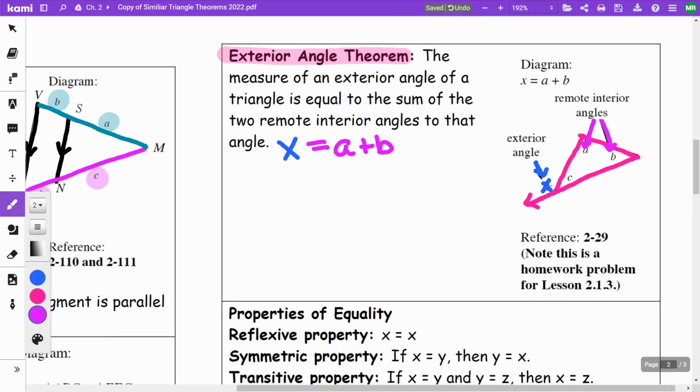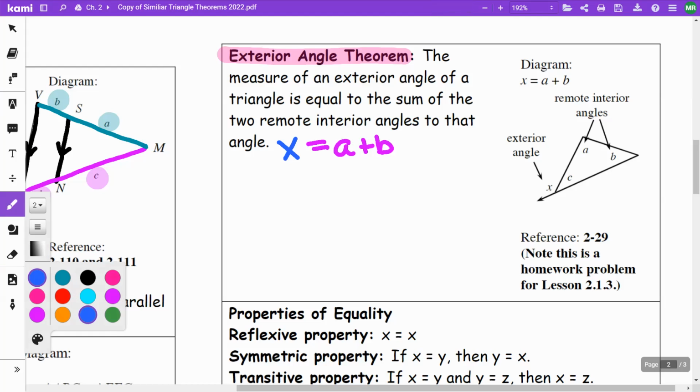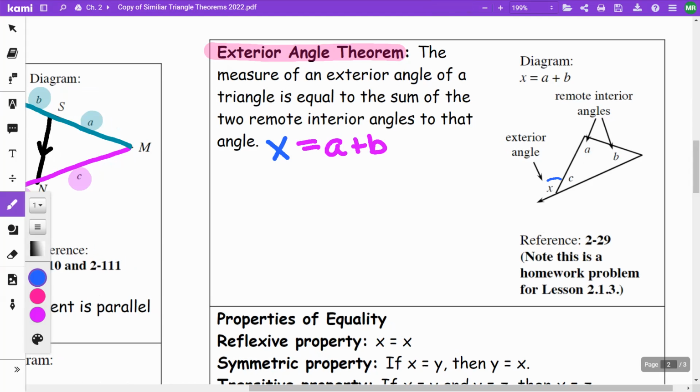Now, the reason that's true is because of the following. So again, what's going to happen is this angle here, which is our exterior angle X, is going to equal the sum of these two remote interior angles. And the reason for that is going to be because of the following. This angle C and angle X together make 180. So I know that X plus C is equal to 180 degrees because they are a linear pair.